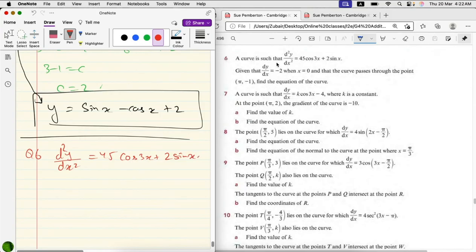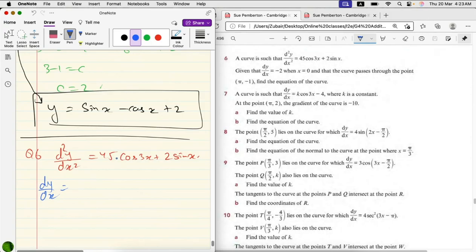So a curve is such that the double derivative is this, given that dy by dx is equal to minus 2 when x is equal to 0. And then the curve passes through this point. Find the equation of the curve. So we go step by step. The first integral will give us dy by dx. So dy by dx is this first integral.